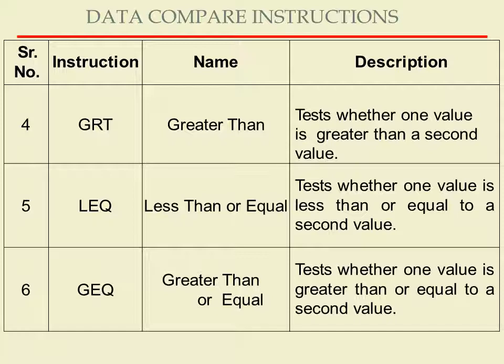Fourth instruction is GRT, that means greater than. It tests whether one value is greater than the second value. Next is LEQ, that is less than or equal. It tests whether one value is less than or equal to a second value. Next is GEQ, that is greater than or equal. It tests whether one value is greater than or equal to the second value.